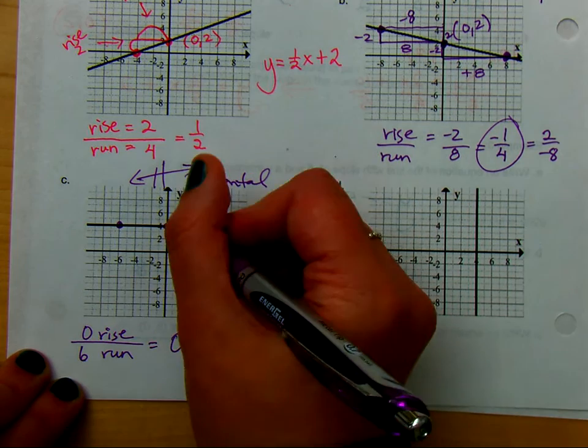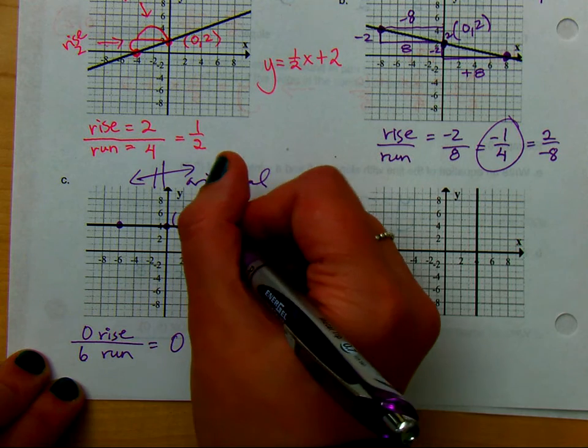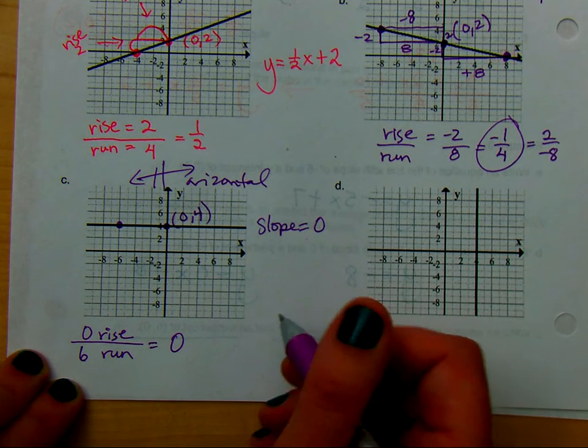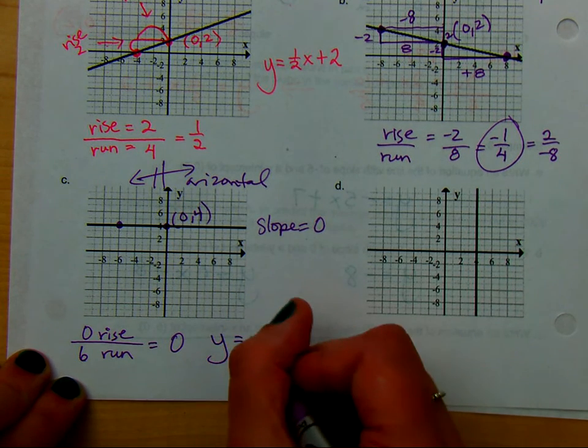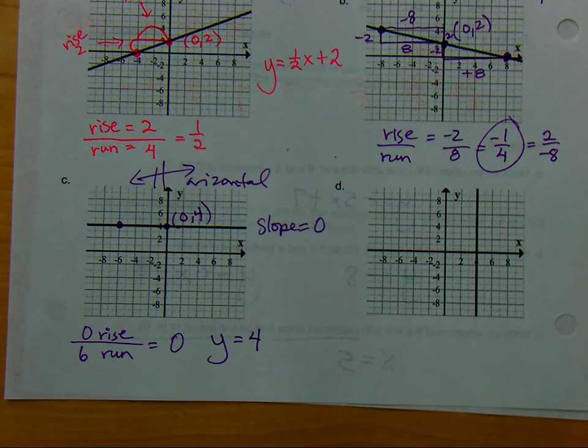Anyone tell me the equation of this line? This y-intercept is 0, 4. What's the equation? There you go. Y equals 4.